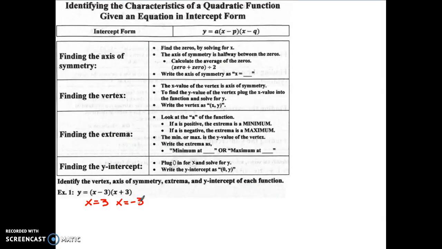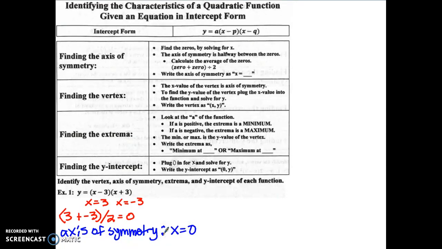Now, in order to find the axis of symmetry, it's halfway between the zeros. So we're just going to find the average of the zeros. So that's going to be 3 plus negative 3 divided by 2. Now, 3 plus negative 3 is 0. Divided by 2 is still 0. So that tells us that our axis of symmetry is x equals 0.